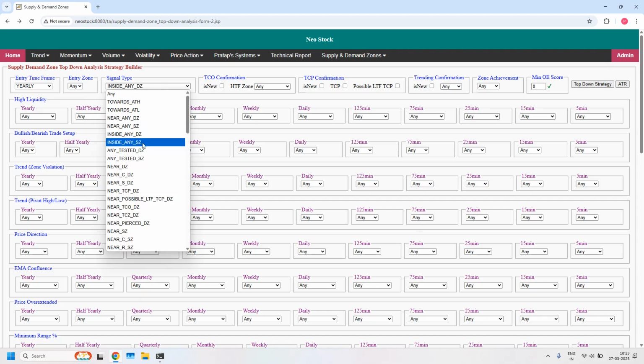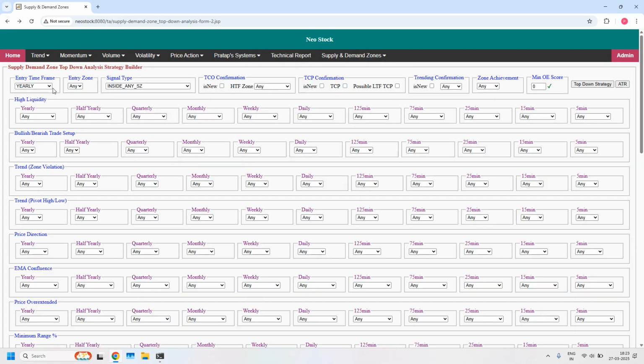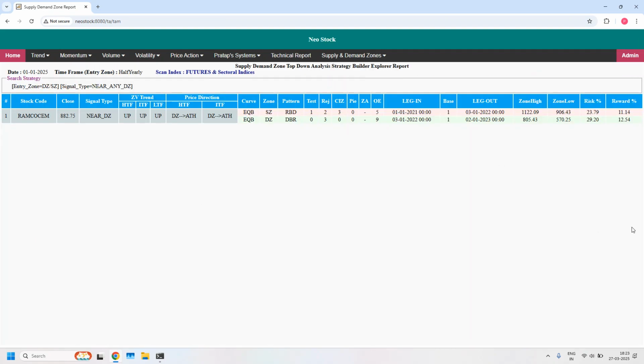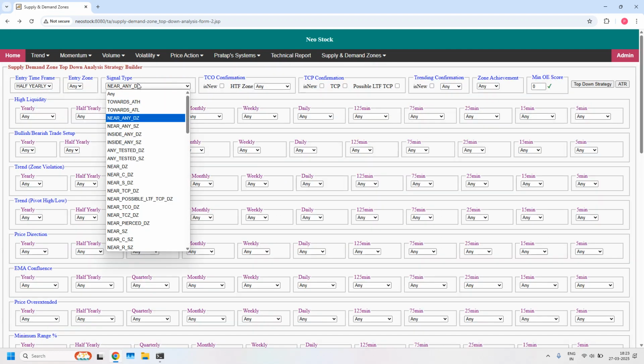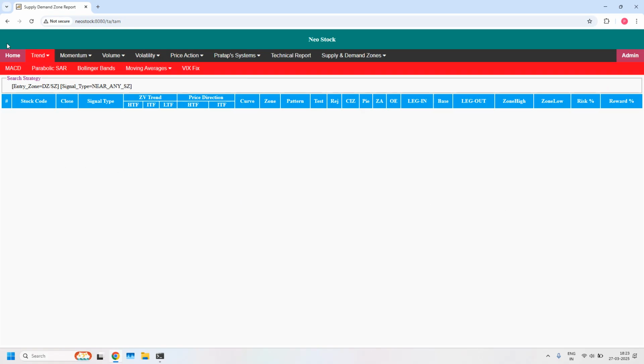Price closed inside the yearly supply zone. We don't have any stocks. Next time frame is half yearly. Stocks near half yearly demand zone. We got only 1 stock. Next, stocks near half yearly supply zone. We don't have any stocks.